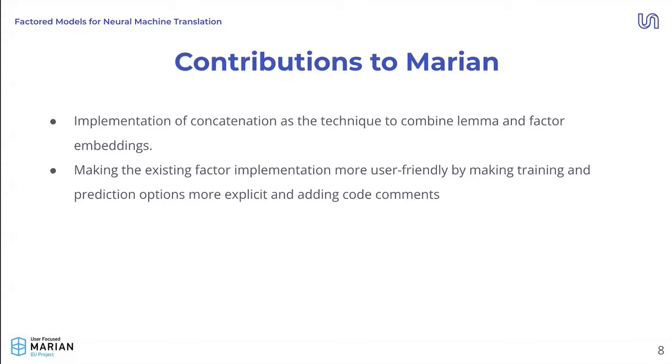Another thing that we did in the project was to make the factor implementation more user-friendly because, as I said, some code was already there before we started working on it, but it was kind of experimental, not that user-friendly and not that well documented. So we also documented the code heavily, and we wrote documentation that we linked in the Marian Dev repo.